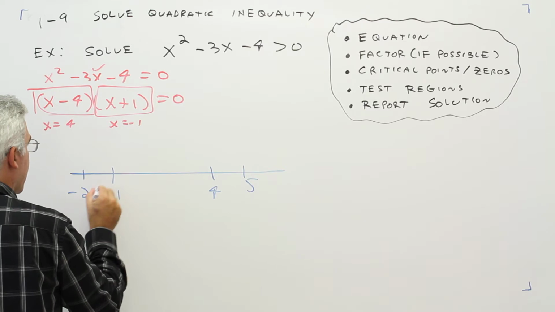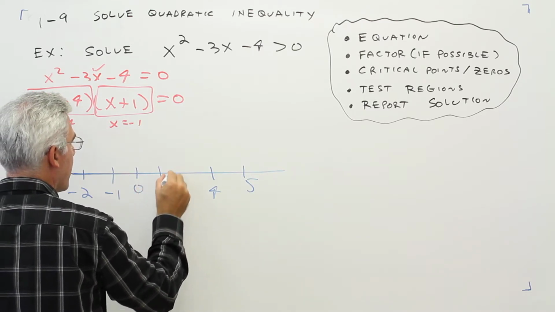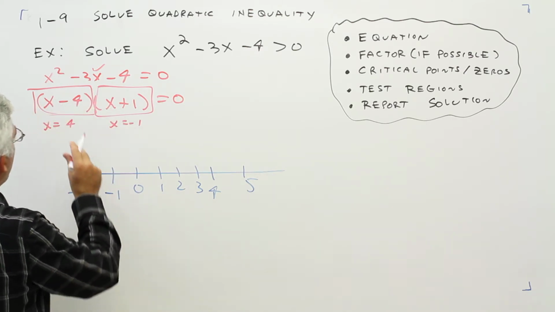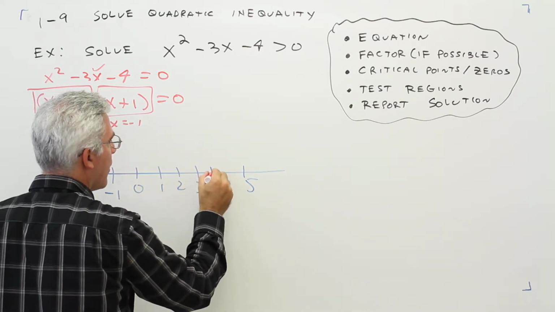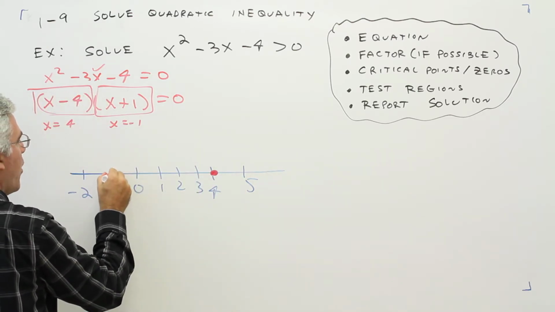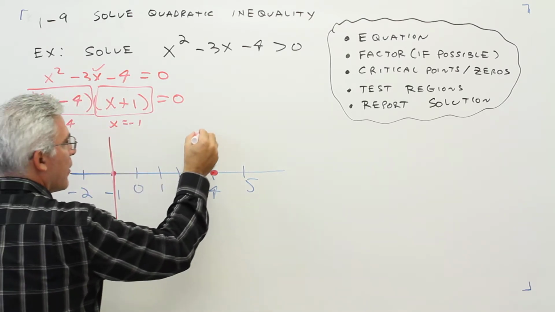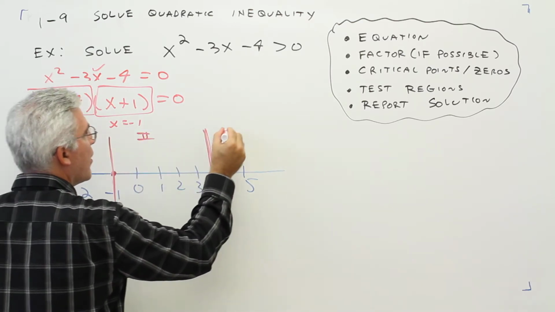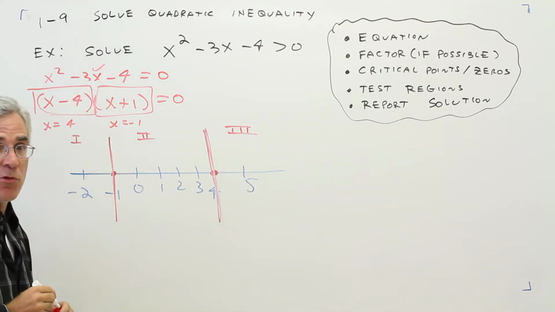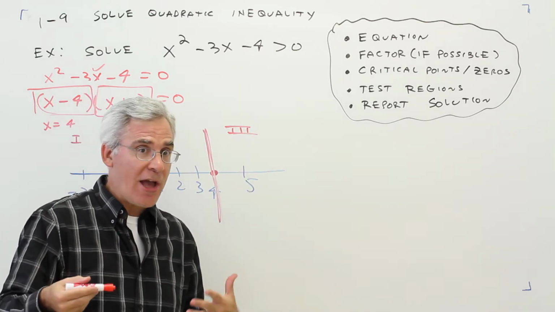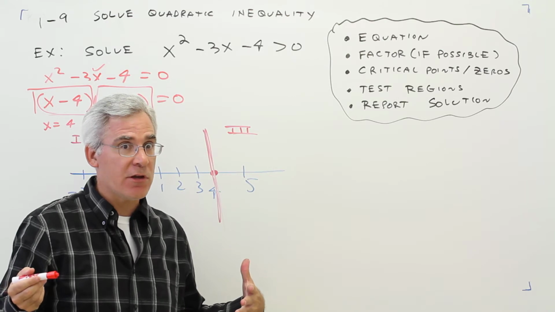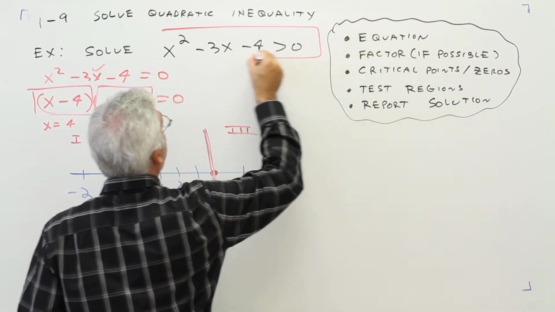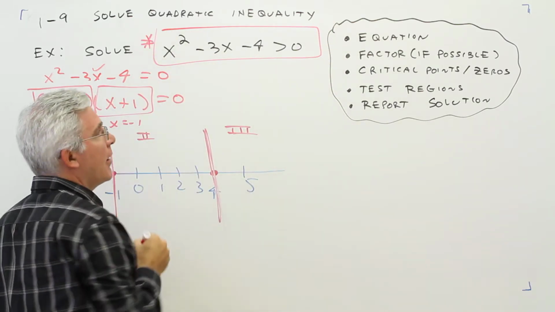5, -2, 0, 1, 2, 3. Okay, so my critical points were at 4 and at -1. So I'm going to break it up into three regions. Region 1, region 2, and region 3. And what I'm going to do is check any point in each region and see if it satisfies not the equation, but the initial inequality.